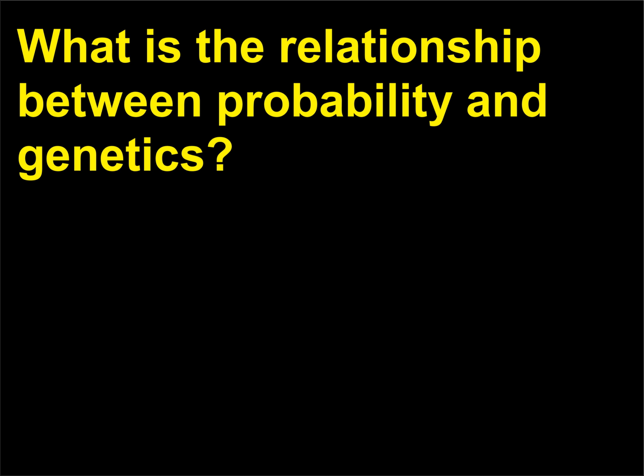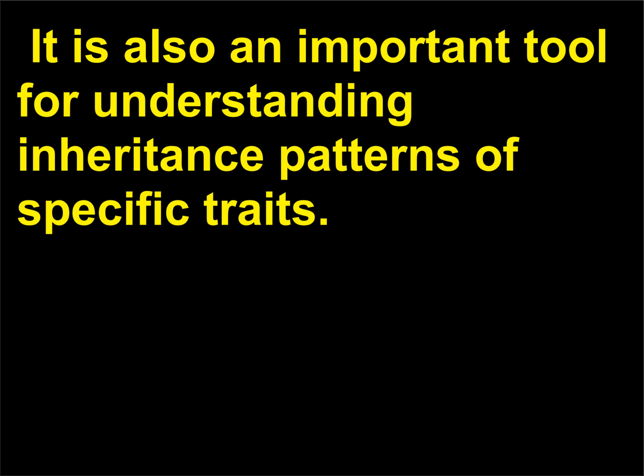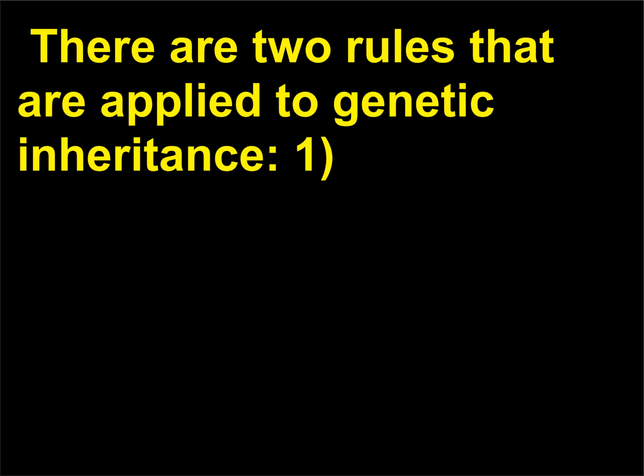What is the relationship between probability and genetics? Probability is a branch of mathematics used to predict the likelihood of an event occurring. It is also an important tool for understanding inheritance patterns of specific traits. There are two rules that are applied to genetic inheritance. 1.